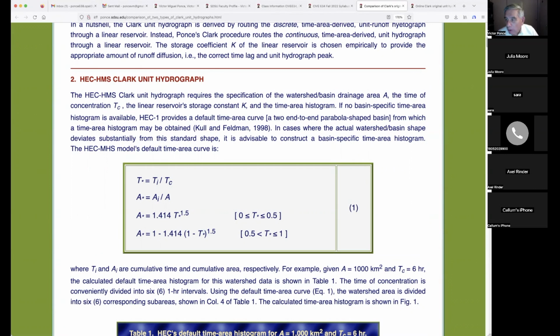HMS, the Hydrologic Modeling System, was first released in 1998. Prior to that, the predecessor to HMS was HEC-1. HEC-1 dates back to 1968, so the Corps worked with HEC-1 for 30 years.